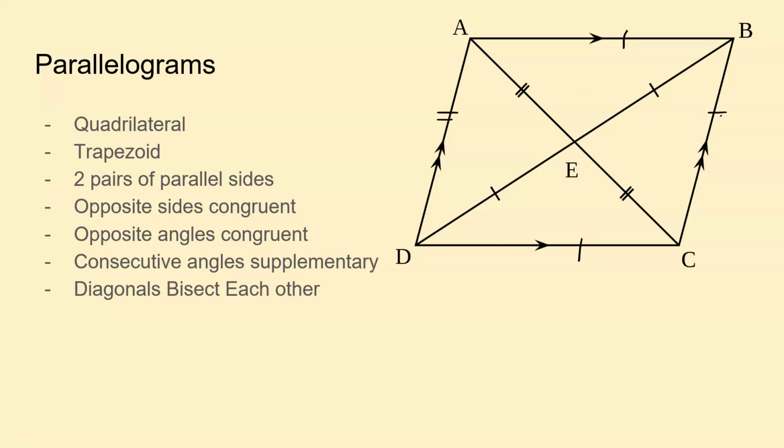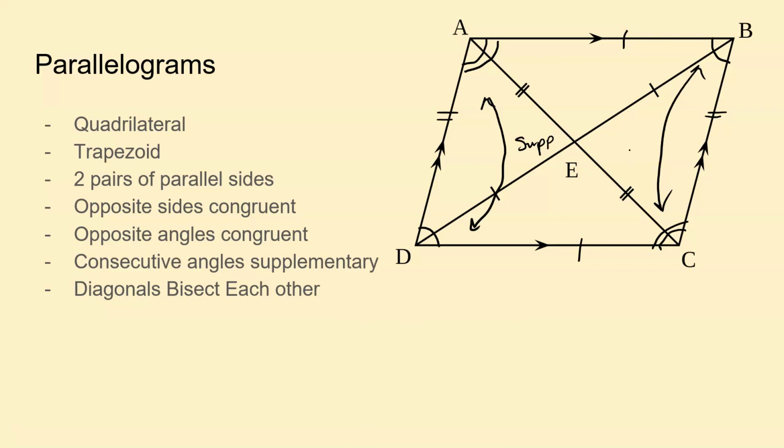This side's congruent to this side. Opposite angles congruent. So this angle is congruent to this angle. This angle is congruent to this angle. And then consecutive angles supplementary. So these are supplementary. And then same thing with these. So they add up to 180.